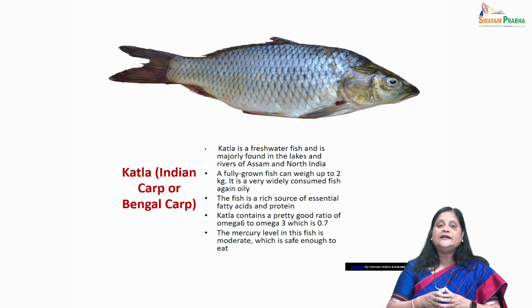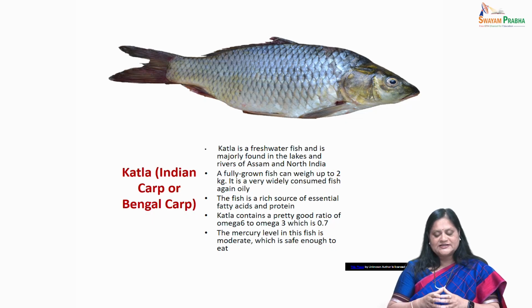Katla, Indian carp or Bengal carp. Katla is a freshwater fish and is majorly found in the lakes and rivers of Assam and North India. A fully grown fish can weigh up to 2 kg. It is a very widely consumed fish.